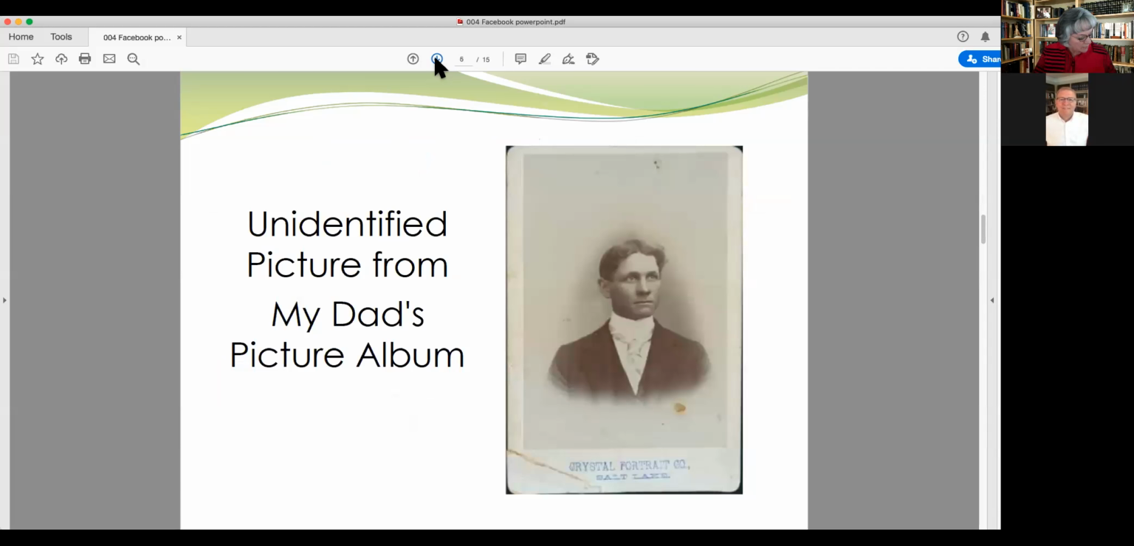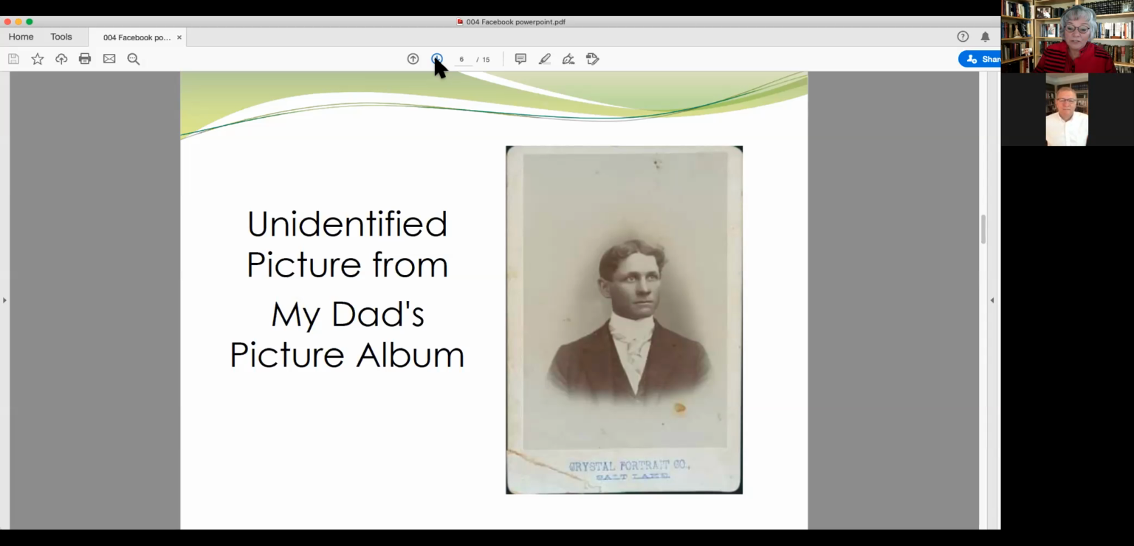To show this example, for an illustration, I want to talk about this picture that I found in my father's picture album. It was unidentified. I'd never seen it before. My parents had passed away, and I had no idea how I was going to identify this person. So I decided to use the 5 factors.